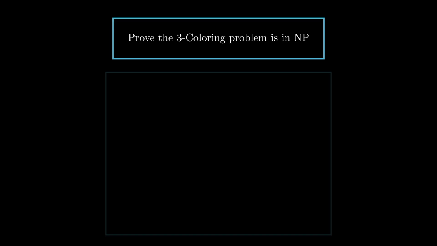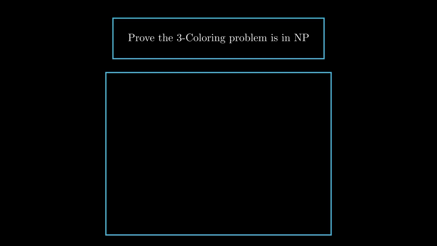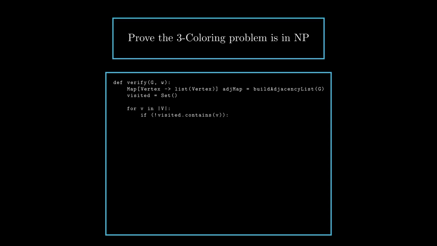First, let us define a function called verify, where our parameters are our input graph G and our witness W. Next, we will create an adjacency map, where we'll map each vertex to its adjacent nodes. We will also define a visited set, so we can keep track of all the vertices that we have visited. Next, we will iterate over each vertex in G to make sure we BFS over each component. And if we have not visited that vertex yet, then we have a new starting point. We will then initialize our queue and add our new starting point to the queue.